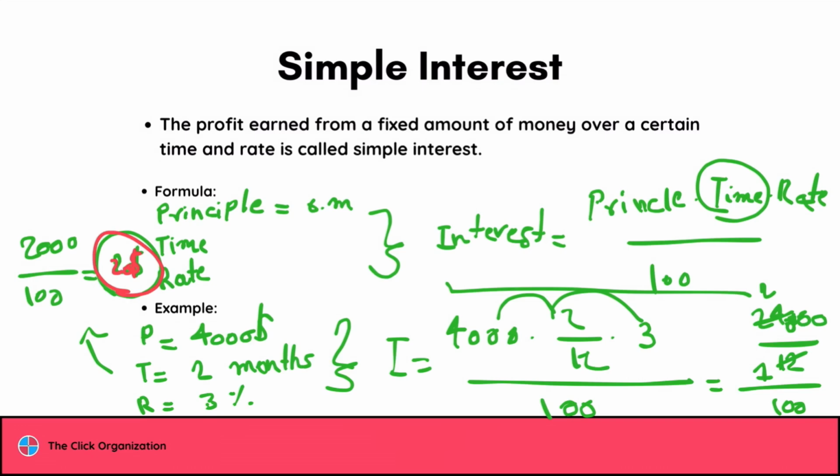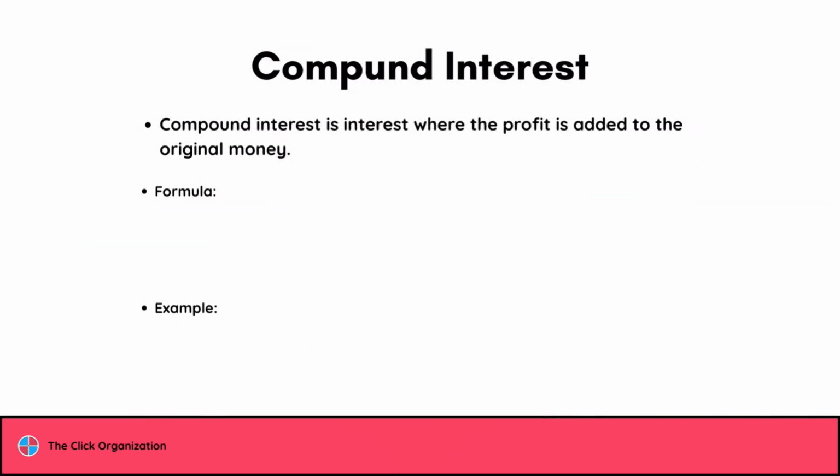The second type is compound interest. Compound interest is interest where the profit is added to the original money. That is its only difference with simple interest. In compound interest, it's like this.